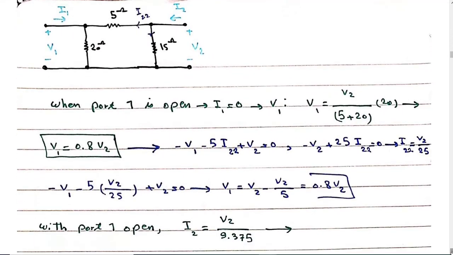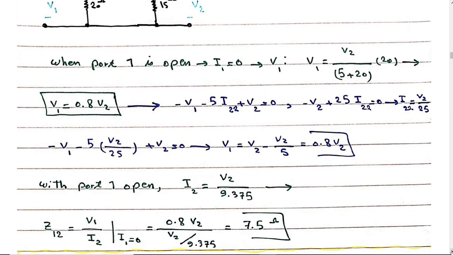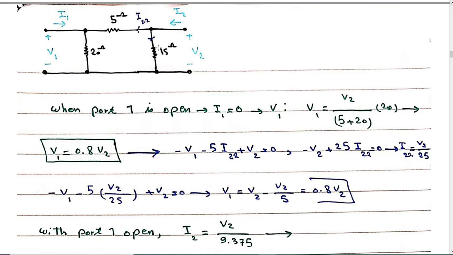Okay, what is the last one? Z12. What equation do we have for Z12? V1 divided by I2 when I1 is 0. So again, when port 1 is open, what is the relation between V1 and V2? Use voltage divider. So V1 is equal to V2 multiplied by 20 divided by 5 plus 20. So V1 will be 0.8 V2.